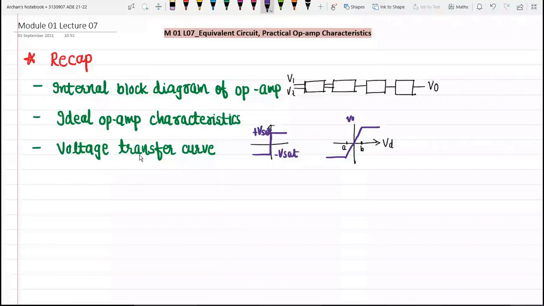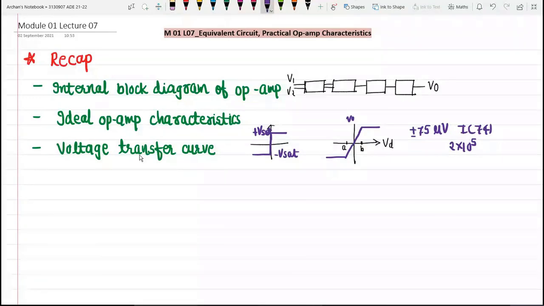In the previous session, we saw the range is around plus or minus 75 microvolt for IC741, having a gain of 2 into 10 raised to 5. So this was the voltage transfer curve, where AB represents the input range for linear operation, and it is very small. This is what we have seen up to this.